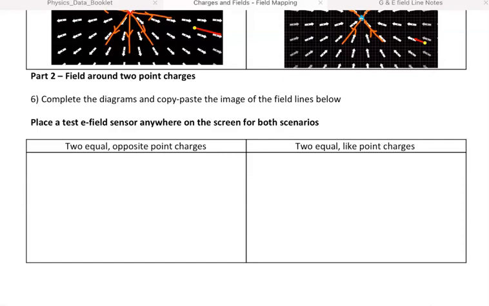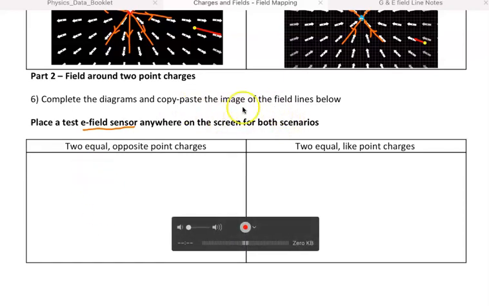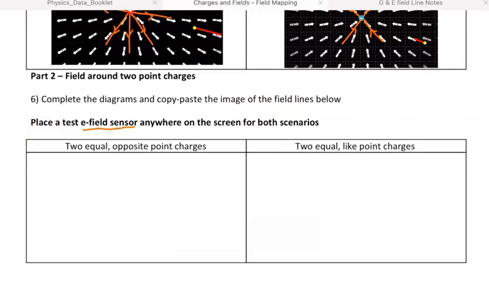We're going to do 2 equal opposite point charges and 2 equal like point charges. And this is one where I want you to put an E-field sensor on there, but I want you to move the E-field sensor around while you're doing it. So go ahead and when it says put them in, I want you to put them in a line. So I want you to actually put a positive and then a negative like this. And then this one be maybe 2 positives or 2 negatives. Okay. I'll pause the video. I want you to complete this.